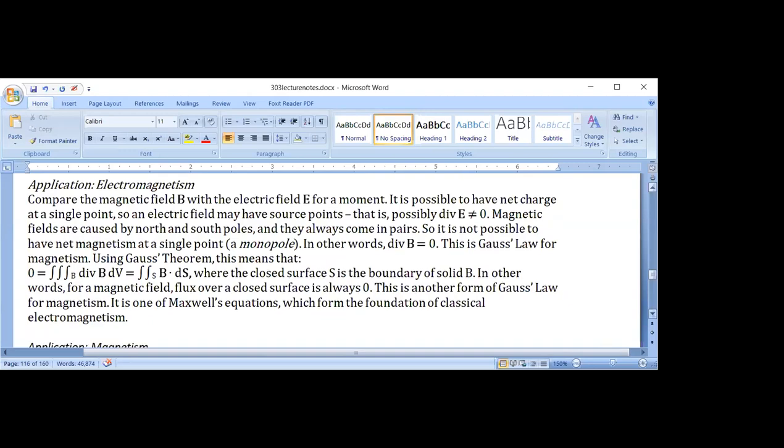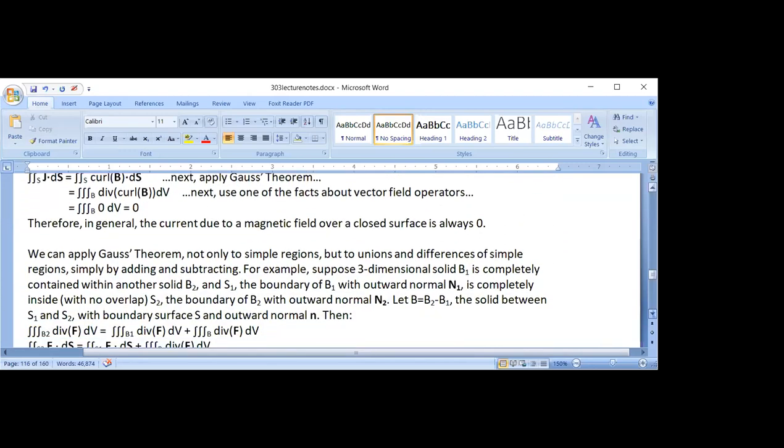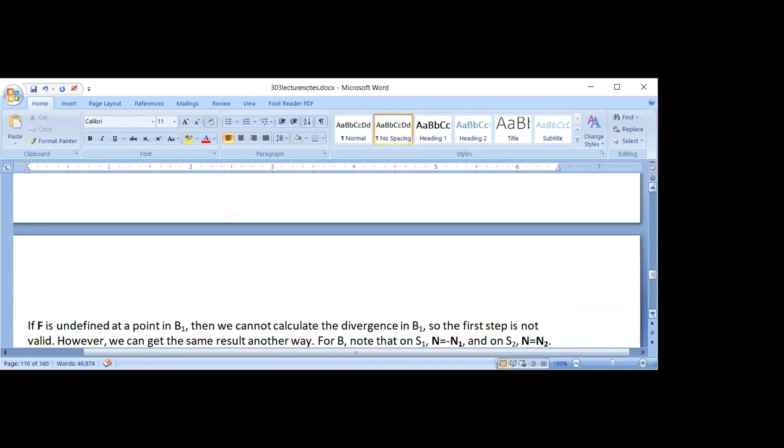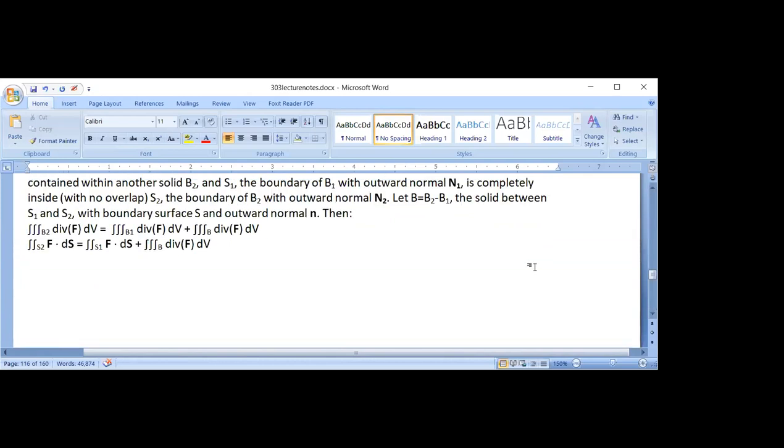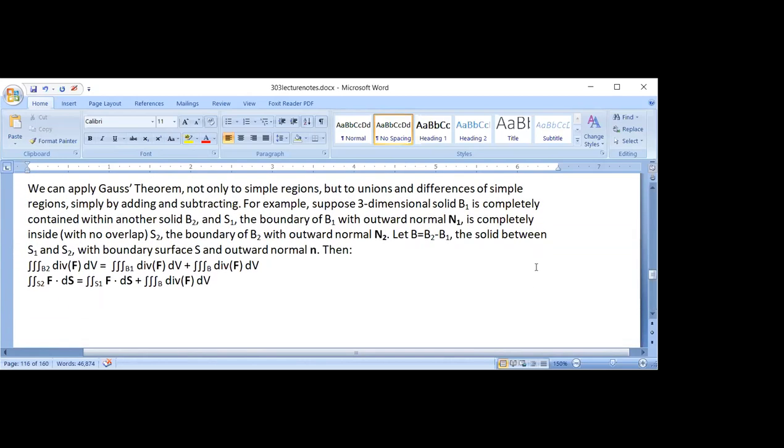So I think I'm going to skip this one for now, and let's talk, oops, here we go. Okay, so I'm going to work through this example because it's going to bring us to a nice point. Gauss's theorem applies not only to simple solids, but also unions and differences of solids. So we get there by adding and subtracting.